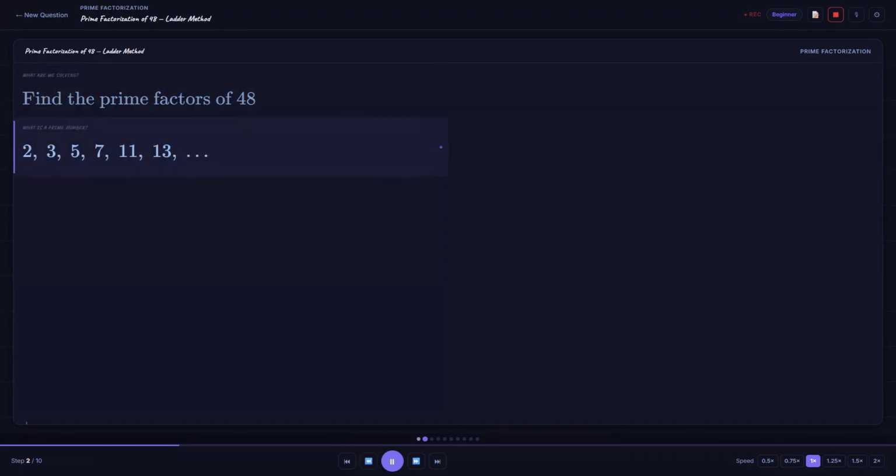Before we start, let's remember what prime numbers are. A prime number is a number that can only be split into one and itself. Like 2, 3, 5, and 7. We will use these little numbers to break 48 apart.